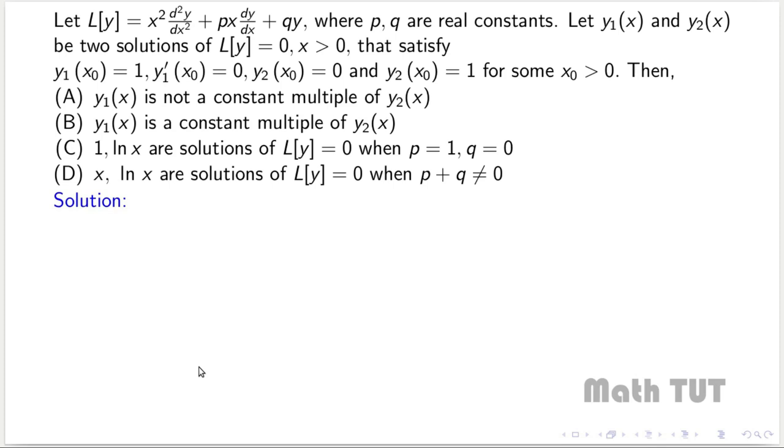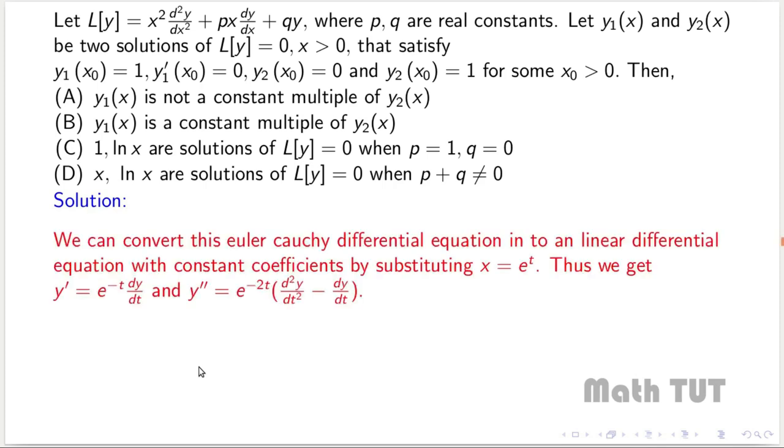So here, to discuss the first 2 problems, we are going to go by the method of wronskian. But before that, we'll see how we can convert this second order Euler-Cauchy differential equation into a second order linear differential equation.